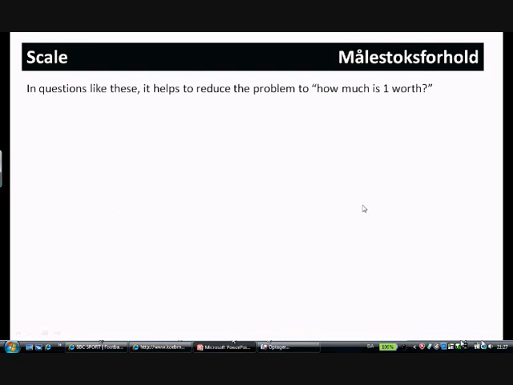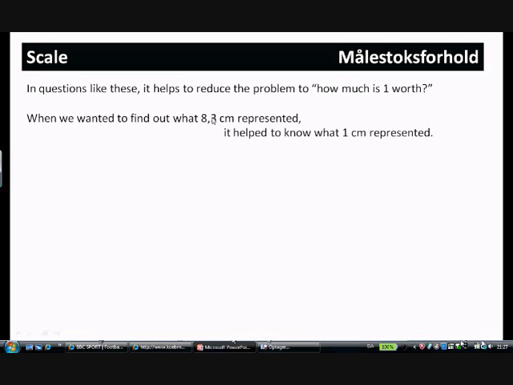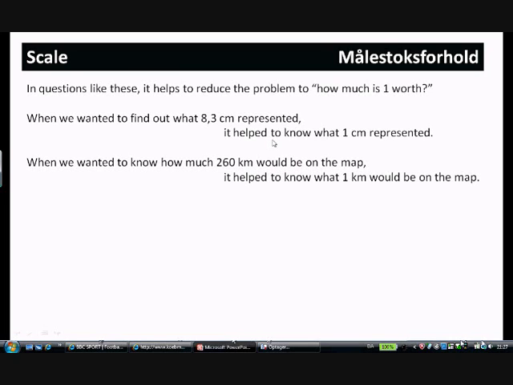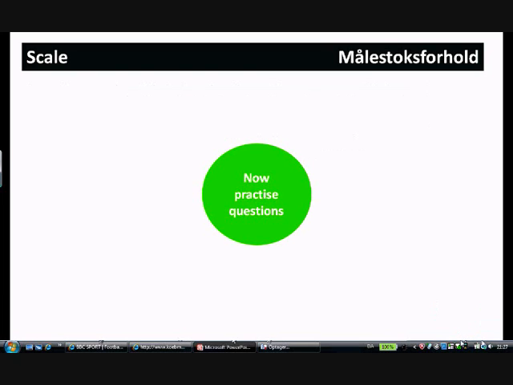And carrying on, so I've just written, in questions like these, it helps to reduce the problem to how much is 1 worth. When we wanted to find out what 8.3 represented, it helped to know what 1 centimeter represented. When we wanted to know how much 260 kilometers would be on the map, it helped to know what 1 kilometer would be on the map. So write that down. And then moving on, there should now be some questions for you to practice, so that's what you're going to do next.